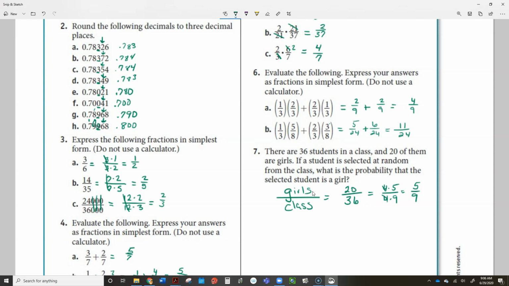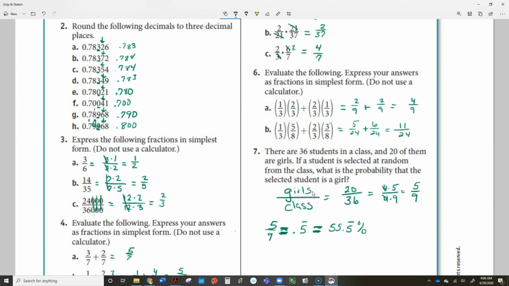So 5/9 is 0.5 repeating. So 5, I'd probably leave it as 5/9. 5/9 is about 0.5 repeating, and that's about 55.5%, and that's repeating. So I guess since I'm doing repeating, it's not about. It's exactly. So those should be equal signs.